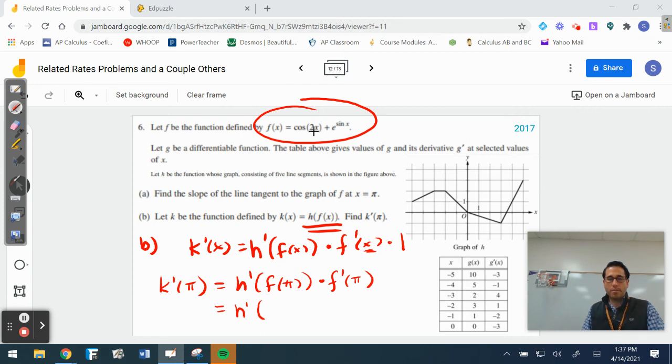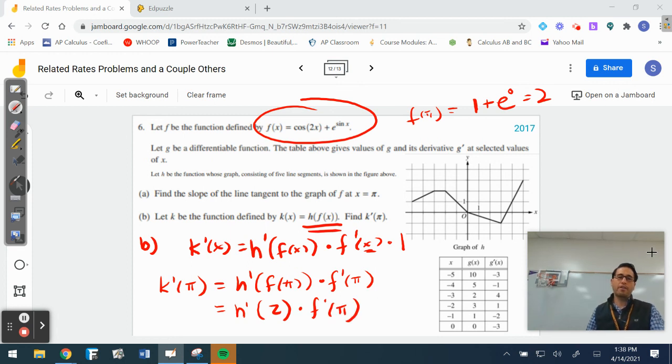F of pi would be cosine of 2 pi, which is 1, plus e to the sine of pi, which is e to the 0. So I get 2 as my answer for that. Okay, and then h prime of 2, darn it, I already erased it. This is the graph of h. So h prime of 2, 2 is right here. That would be the slope, which is down 1 over 3, so that'd be negative 1/3.